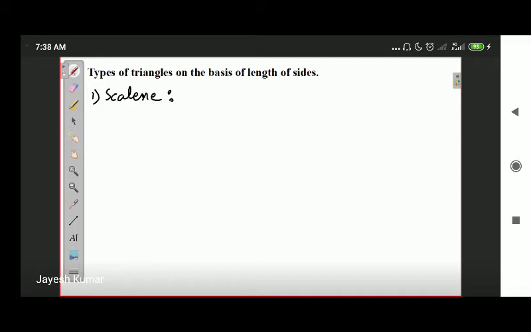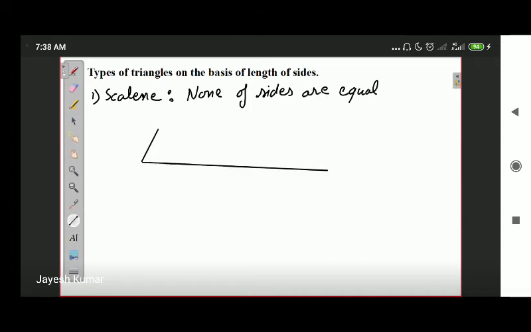In this triangle, none of its sides are equal. This can be an obtuse, acute, or right angle triangle, it doesn't matter, but none of its sides are equal. Something like this will be a scalene triangle. Once again, A, B, C.